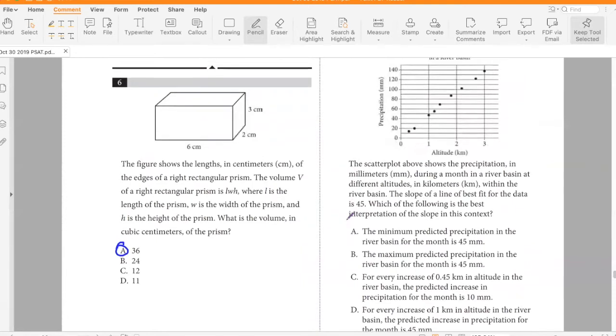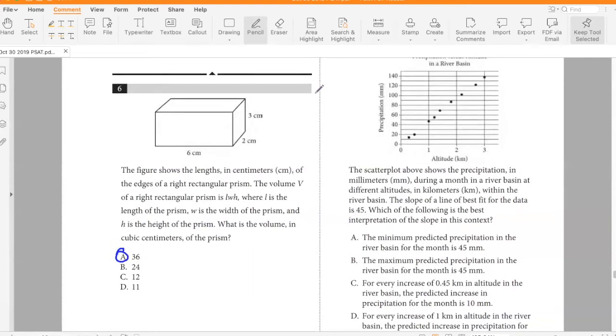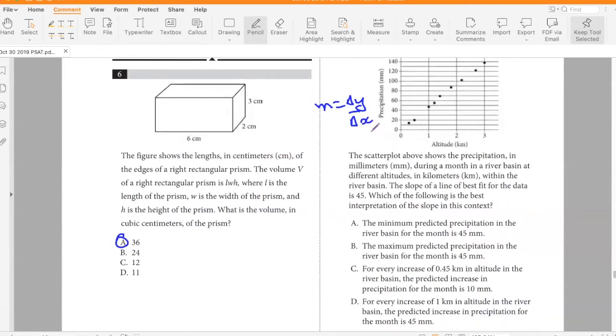The scatter plot above shows the precipitation in millimeters during a month in a river basin at different altitudes. Within the river basin, the slope of the line of best fit for the data is 45. Which of the following is the best interpretation for the slope? So the slope is change in y divided by change in x. So 45 would be the change in precipitation in millimeters for every increase in altitude of 1 kilometer, right? So it's not minimum or maximum. For every increase of 1 kilometer in altitude, the predicted increase in precipitation is 45 millimeters.